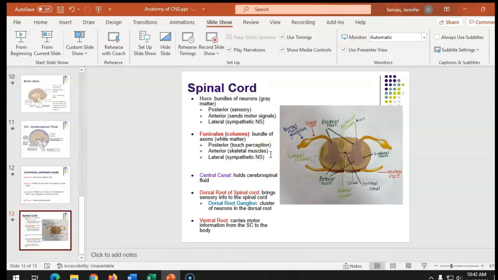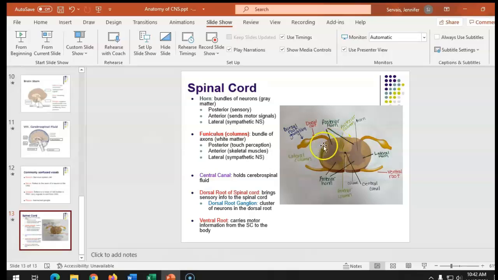Finally, looking at the structures of the spinal cord. Your spinal cord is divided into gray matter and white matter, just like your brain. So the gray matter is going to be unmyelinated neurons, and the white matter will be myelinated neurons. This is the front of the spinal cord. This is the back of the spinal cord. Typically, the posterior section of the spinal cord is going to be responsible for bringing in sensory information. The front, the anterior part of the spinal cord, is going to be responsible for sending and receiving motor signals to your muscles. So oftentimes information will come in through the back and it'll exit out the front.